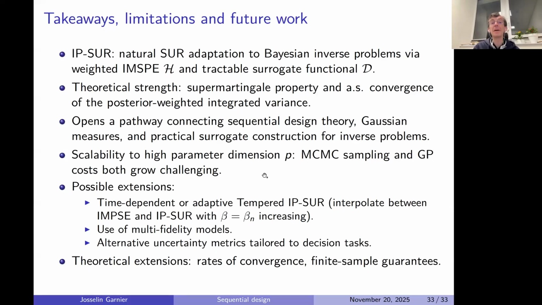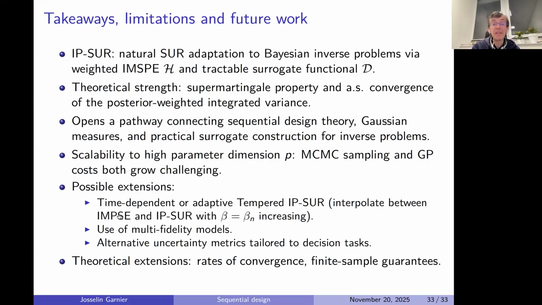Of course, there are still some limitations. As I said, you need an MCMC sampling. And when you go to a high parameter dimension, when X is very high dimensional, MCMC sampling will require tens of thousands, hundreds of thousands, millions of points to reach, let's say, the stationary distribution. So that may become too costly. Even if a call to the GP is, let's say, free, it may start to be quite expensive.